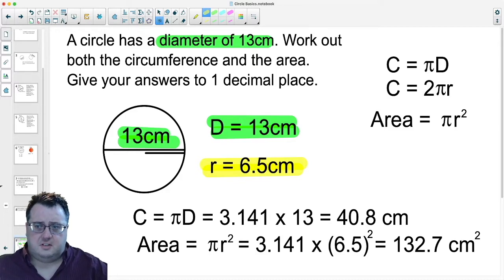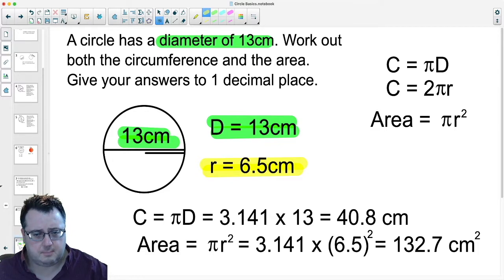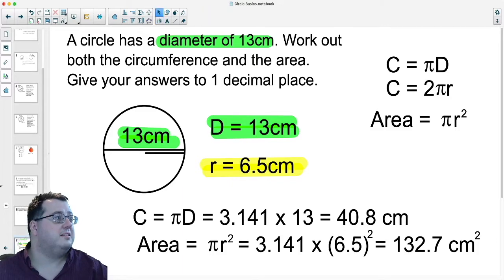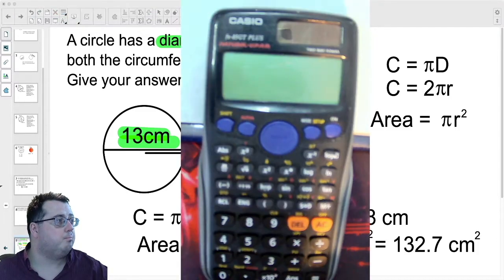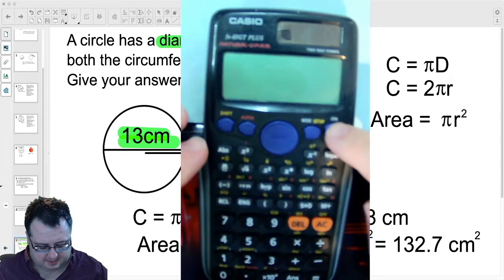Then we've got our formulas here. C equals pi d, or C equals 2 pi r. I'm going to use pi d because it takes us straight to where I want to be. 3.141 times 13 is 40.8. And let me prove that to you. Let me switch on the webcam. There we go, I've got my camera here today.